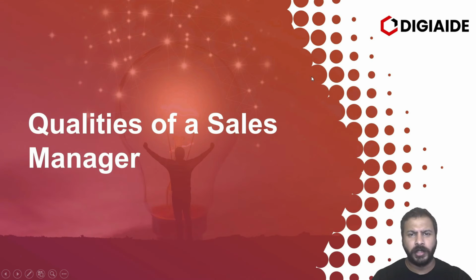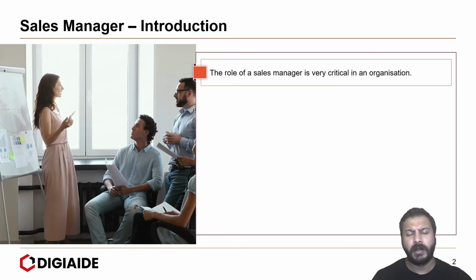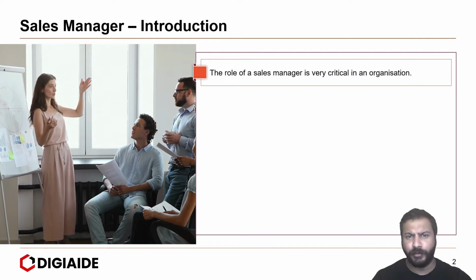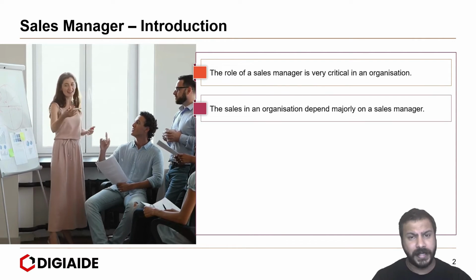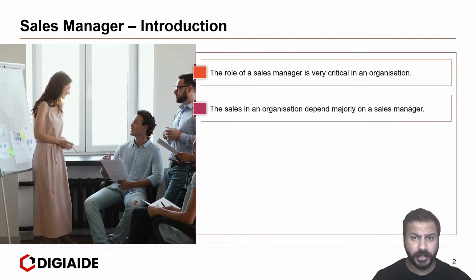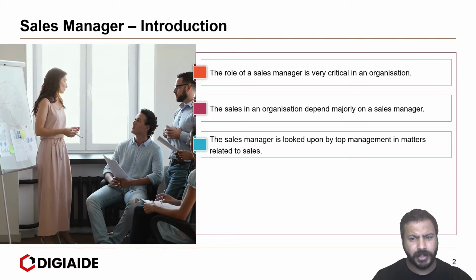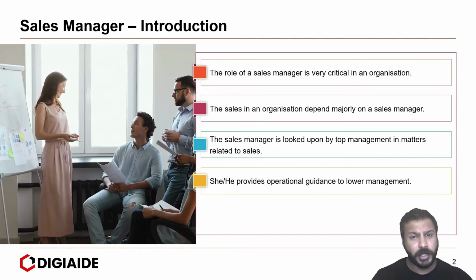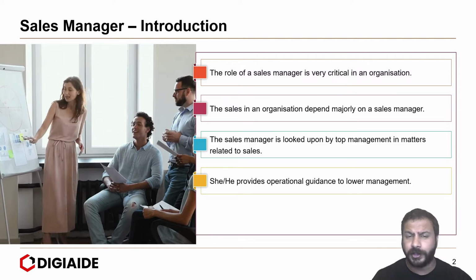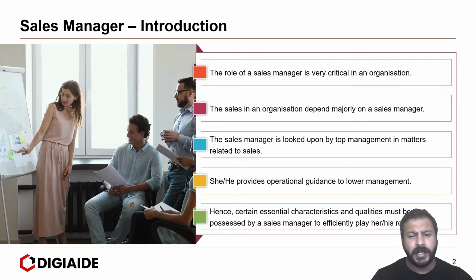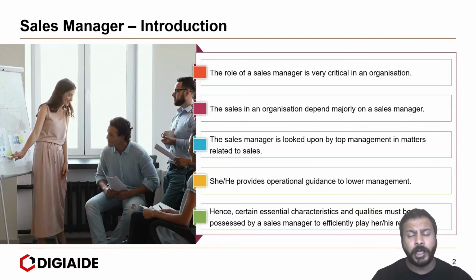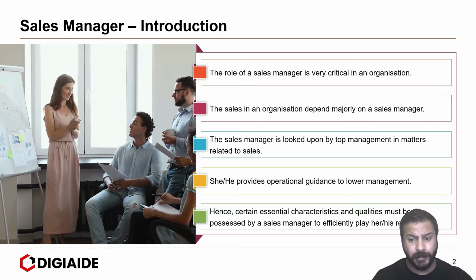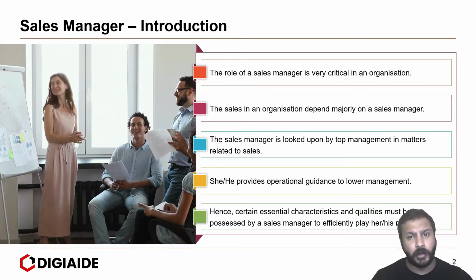Let's start with the qualities of a sales manager. The role of a sales manager is very critical for an organization. The sales in an organization depend majorly on a sales manager. The sales manager is looked upon by the top management in matters related to sales. She or he provides operational guidance to the lower management. Hence, certain essential characteristics and qualities must be possessed by a sales manager to efficiently play her or his role.